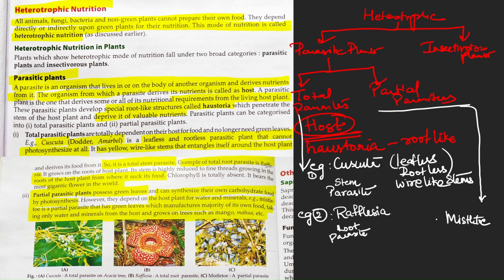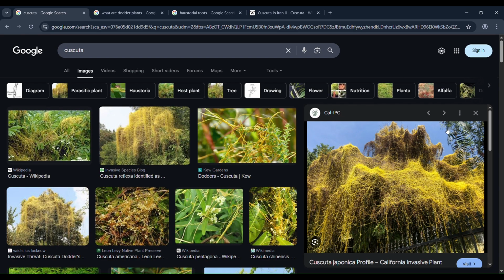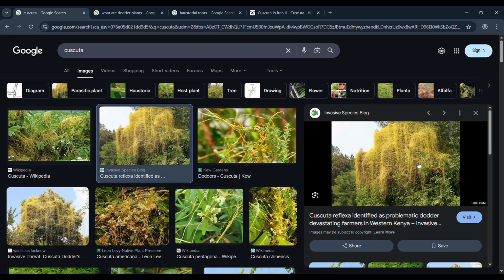You would have heard of mistletoe in most movies. So here is an example of mistletoe they have shown. This is Cuscuta and this is Rafflesia. So how does Cuscuta look? This is how Cuscuta looks. Wow, dreamy, kind of fairy tale movie stuff. Wow.